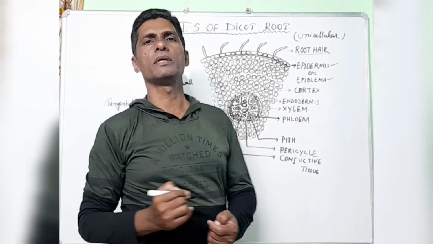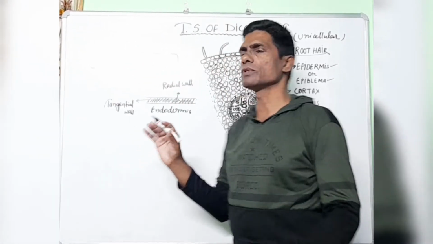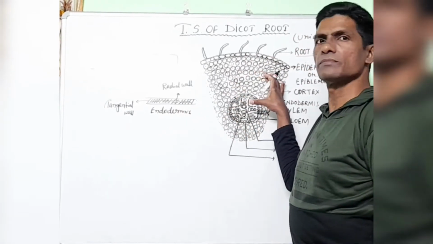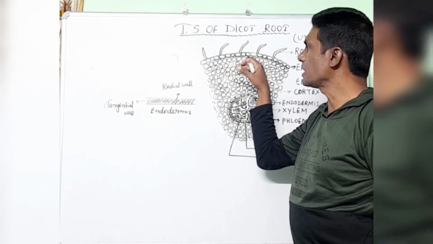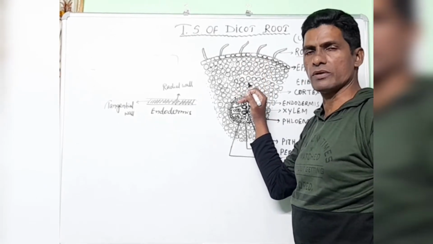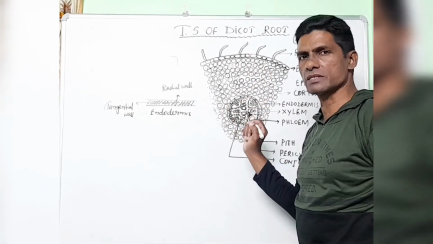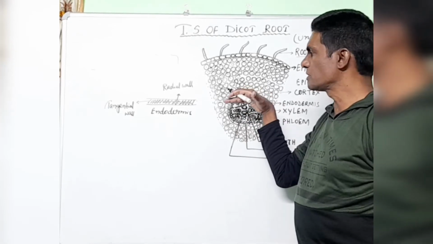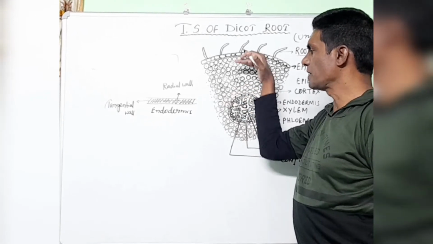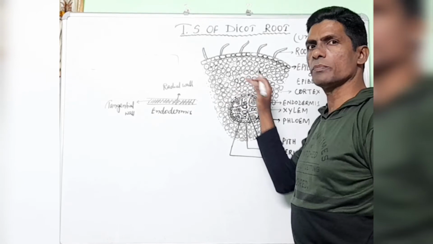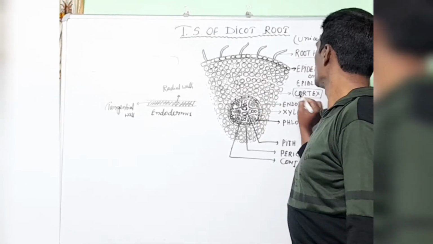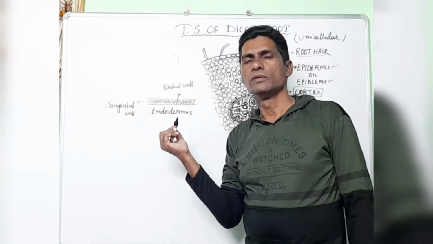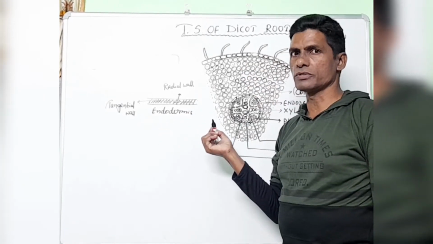Below this epidermis, the remaining part we call cortex, and the cortex continues below the epidermis up to the endodermis. Endodermis is the boundary wall of the cell. So in this boundary wall, from epidermis to endodermis, the total part we call cortex. Cortex is the middle part of the root. It comes under the ground tissue system.